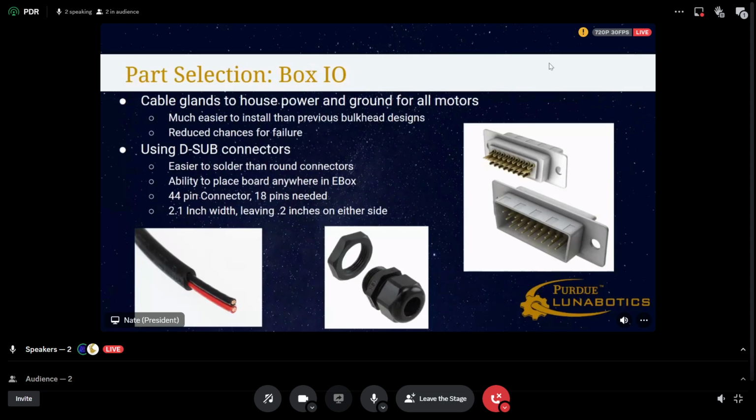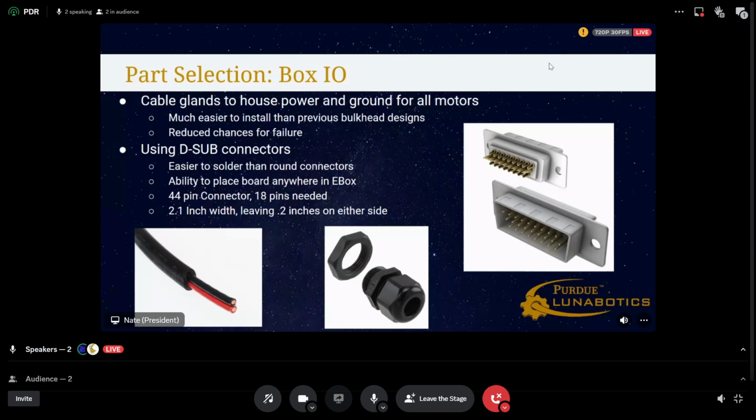And then we have our box I/O. So for box I/O, we have some new cable glands to house the power and the ground for all the motors. They are much easier to install than previous bulkhead designs, and they are also less likely to fail.